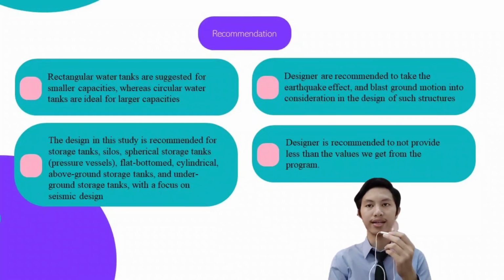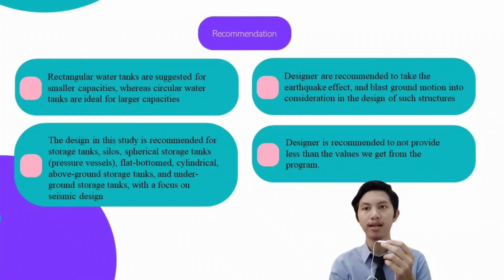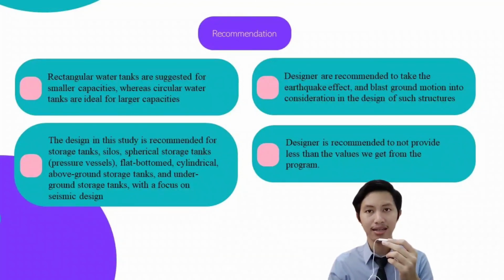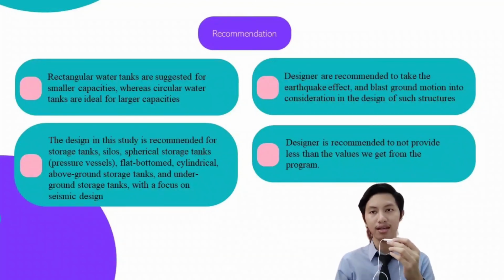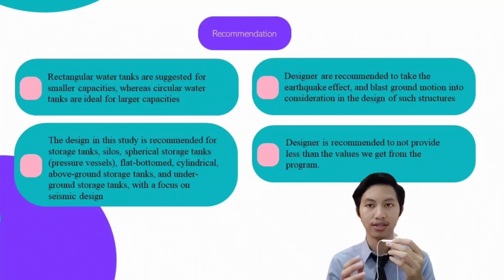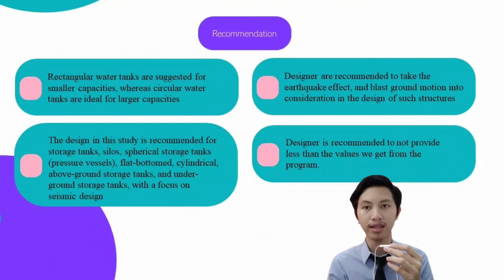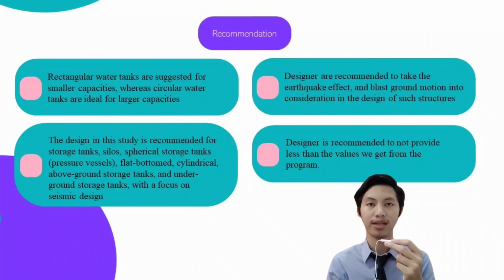Next, for the recommendations, the first one is rectangular water tanks are suggested for smaller capacities, whereas circular water tanks are ideal for larger capacities. The design in the study is recommended for storage tanks, silos, spherical storage tanks, flat bottom cylindrical above ground storage tanks, and underground storage tanks with a focus on seismic design.